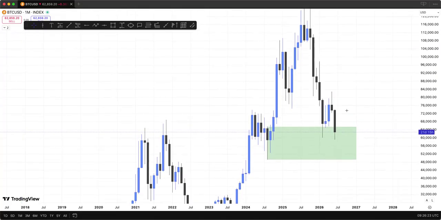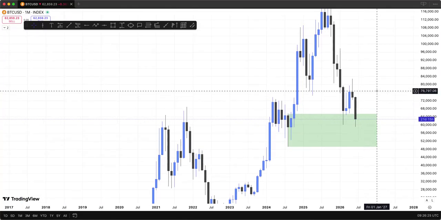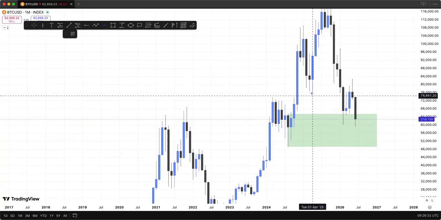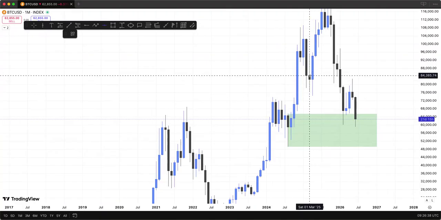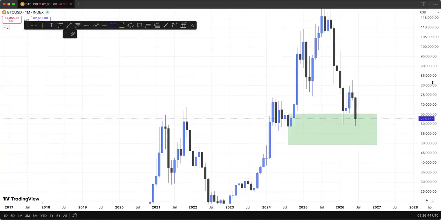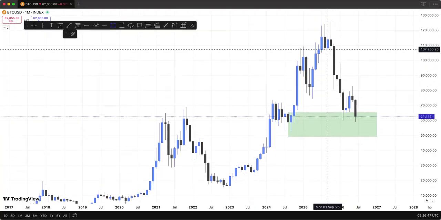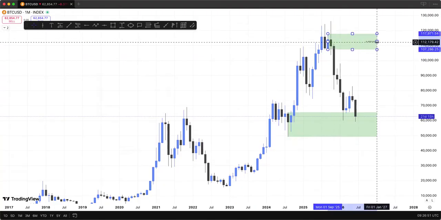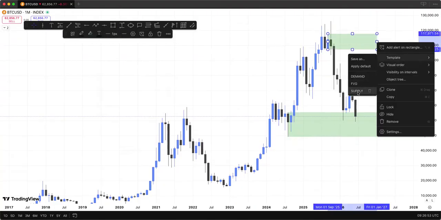So the next area for price, if the bullish impulse is to come in, will be on the monthly time frame, this support right here. And this support has already been used. This support has also been used. So this supply right here will be the next area of interest.